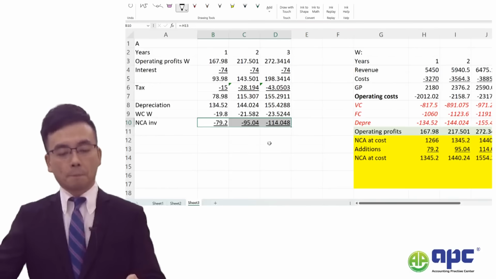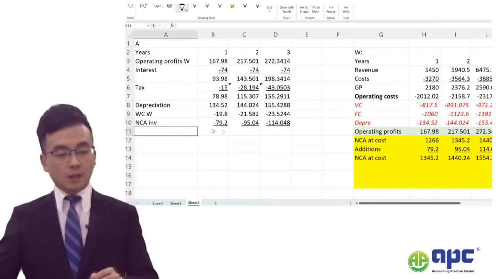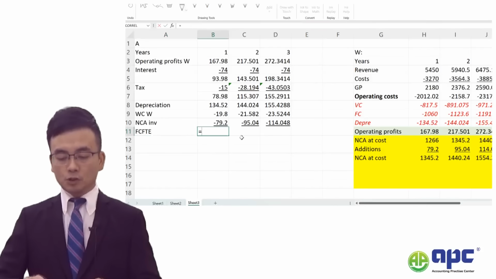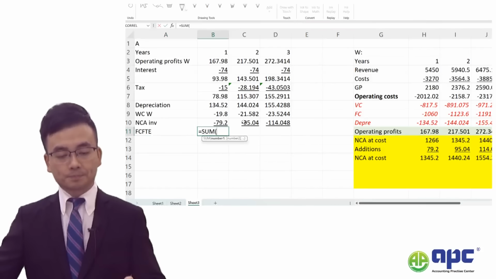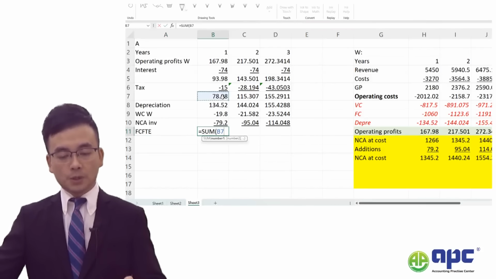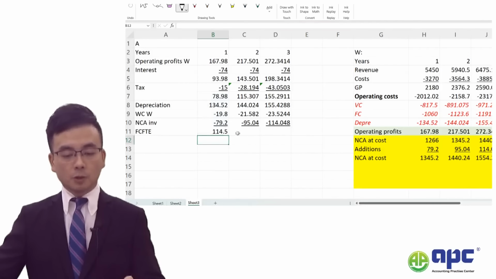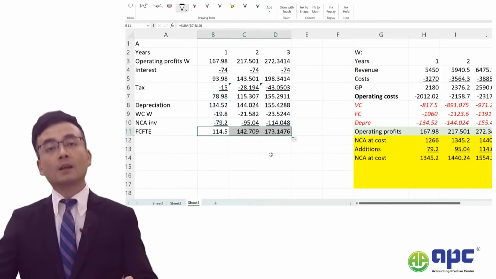Right, okay. After we're done with that, we can calculate something called the free cash flow to equity by summing all these down. So for example, we got the profit and so on, and that'll be 114.5 and drag it here. Job done.